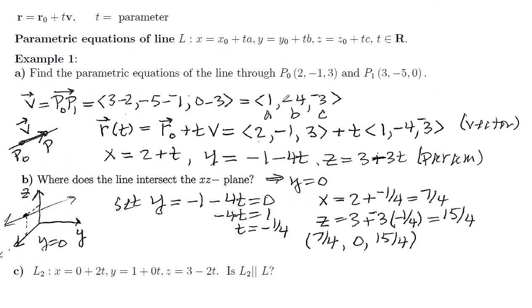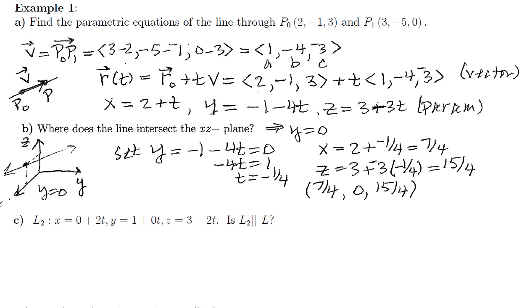So what's up next? Well, we found parametric equations for that line. Our direction vector was P0P, and then we took multiples of that to slide up and down the line. Where does it intersect the xz plane? The xz plane was y equals 0, so we set y equals 0, found a time, and then plugged that in for x and z, and got our point here.